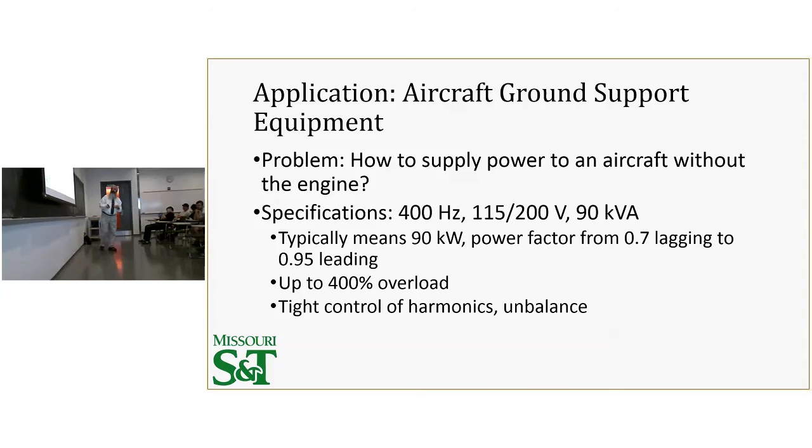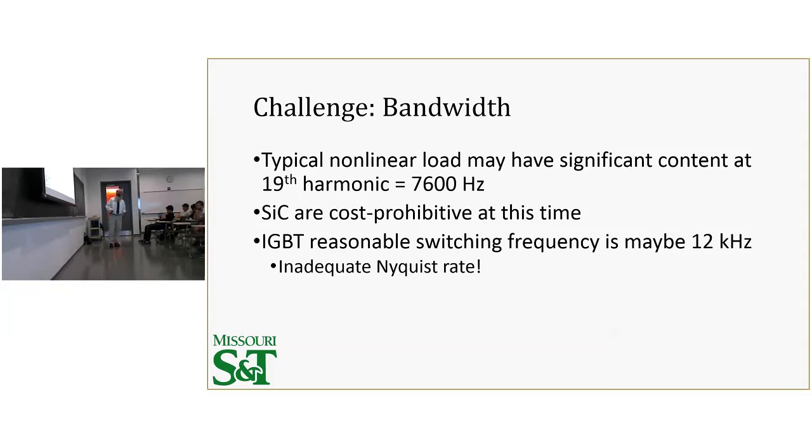Here are the specifications on that: 400 hertz, 200 volt three-phase, 90 kVA, up to 400% overload with tight control of harmonics and unbalance. This tight control of harmonics and unbalance is what pushed me down the road of the multiple reference frame stuff. And the 400 hertz at this voltage means that I'm using IGBTs that aren't that fast in the whole scheme of things.